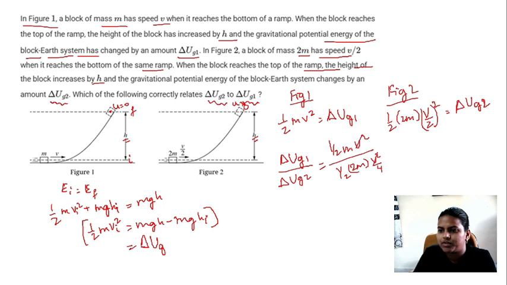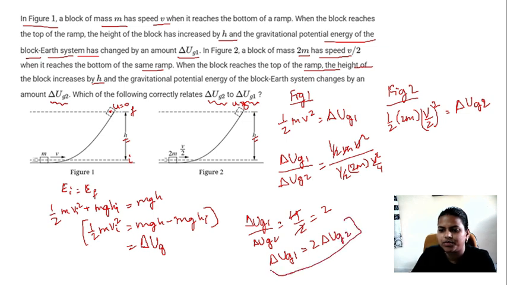So when you solve it, delta UG1 upon delta UG2 would be equal to 4 upon 2, or we get 2. So change in the potential energy in case 1 is twice of change in the potential energy in case 2.